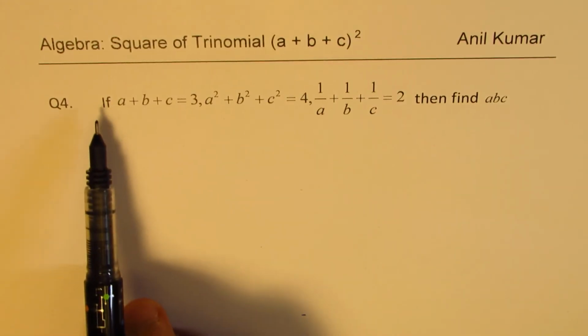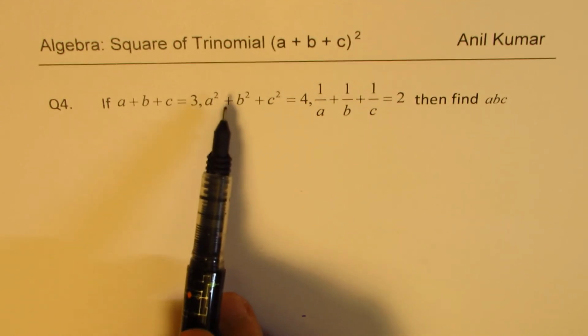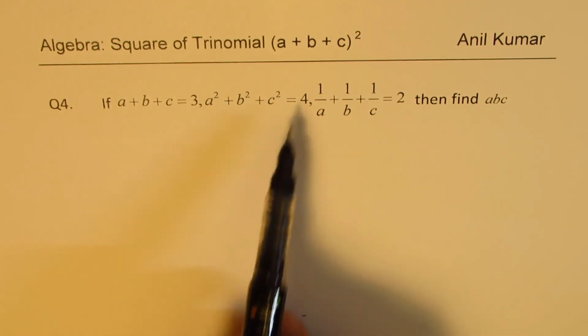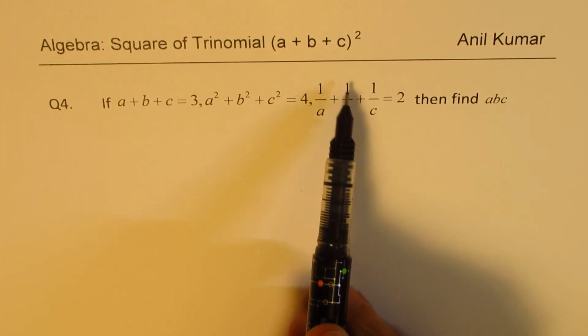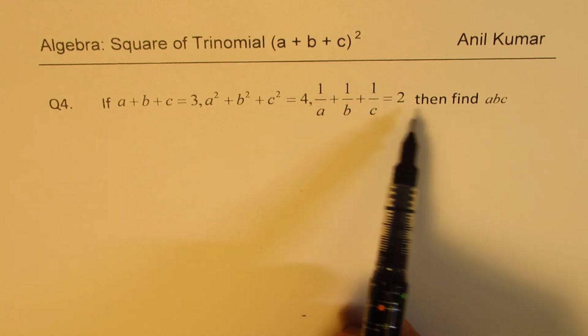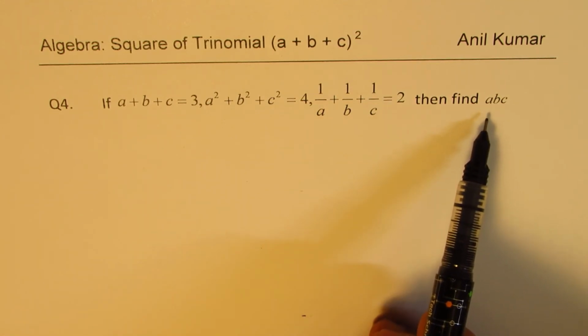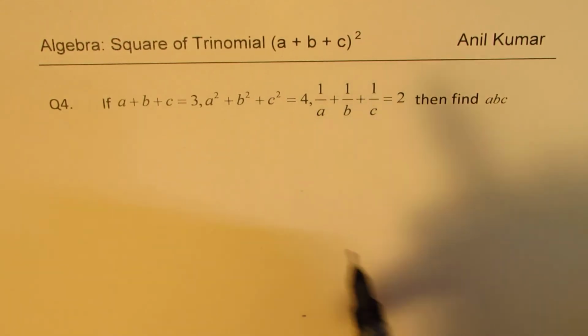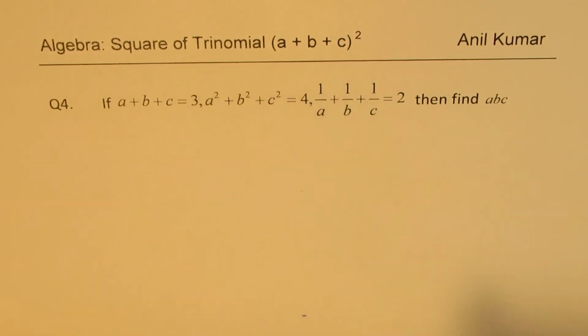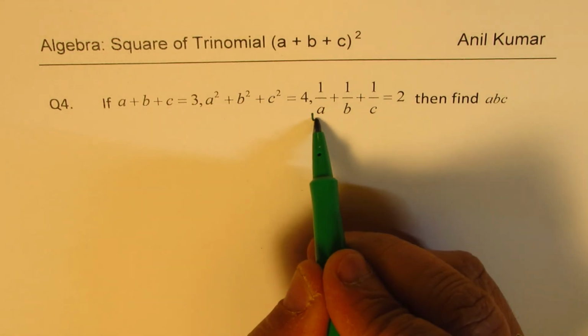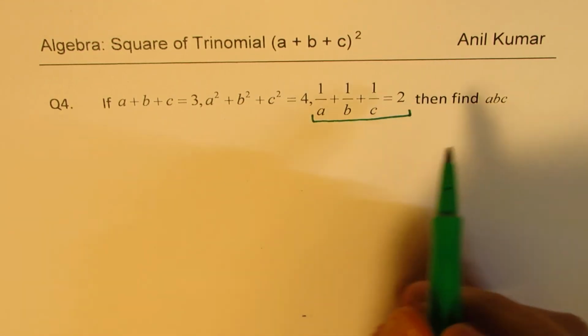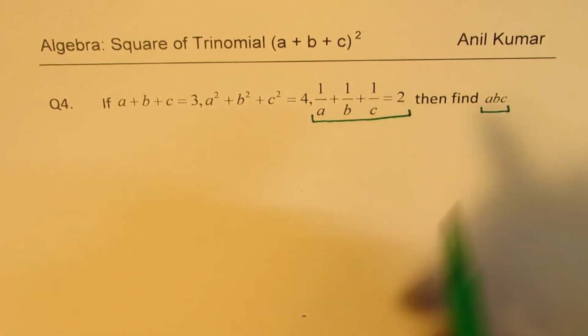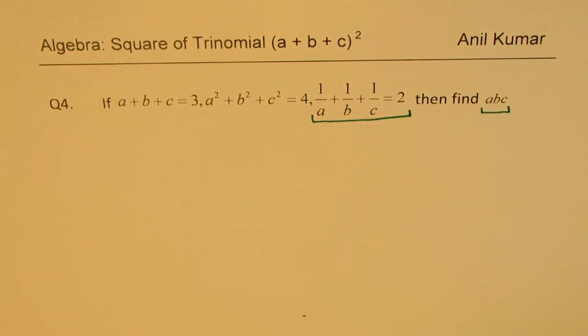Question number 4 is, if a plus b plus c is 3, a square plus b square plus c square is 4, and we are also given 1 over a plus 1 over b plus 1 over c is 2, find abc. Well, how do we get abc? Well, if I begin from the last part, which is this particular question, you did notice that the denominator here is abc. So that is how we could link these two terms.